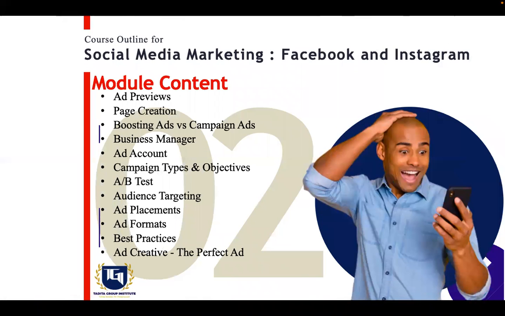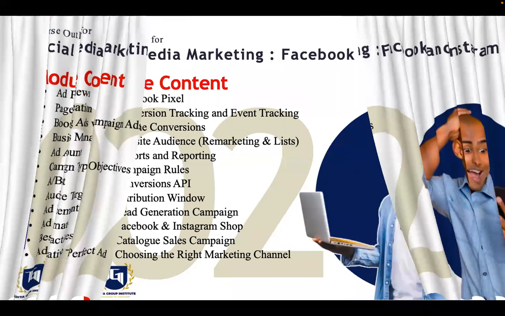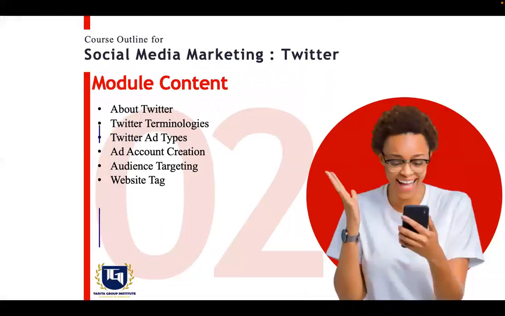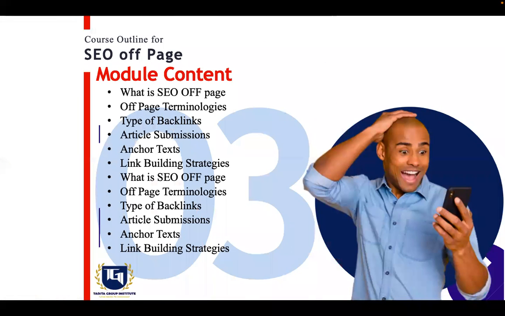Then we equally have social media marketing. As far as social media marketing is concerned, we are going to learn how to create social media campaigns with Facebook, Instagram, all right, LinkedIn, Snapchat, TikTok, Twitter, all right. Those are the social media platforms we are really going to work with, and see how we can create campaigns. Then we are equally going to learn about SEO, search engine optimization. Search engine optimization is divided into two: we have SEO off page and SEO on page, which we are equally going to elaborate on.